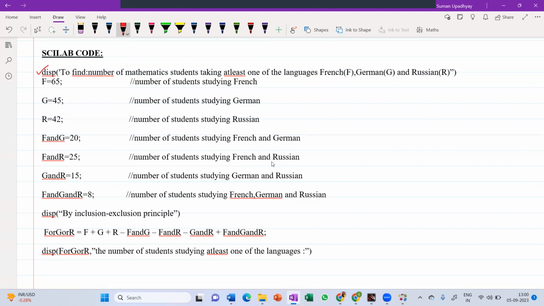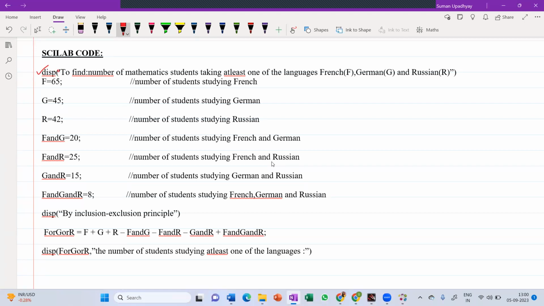Okay, display the output. What it is going to display is whatever we write within double quotes. So what we have written in double quotes, to find number of mathematics students taking at least one of the languages, French or German or Russian, that as it is will be printed on your console window when you execute this code. So this is about the first line.